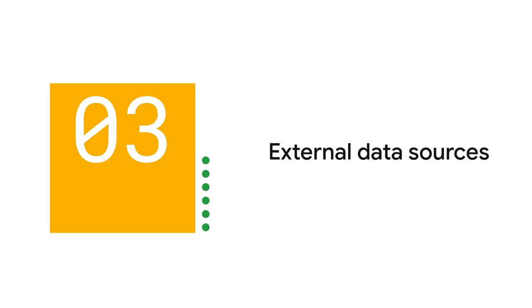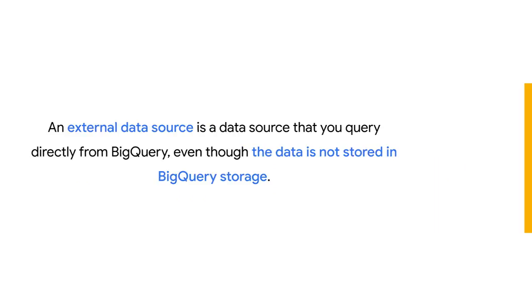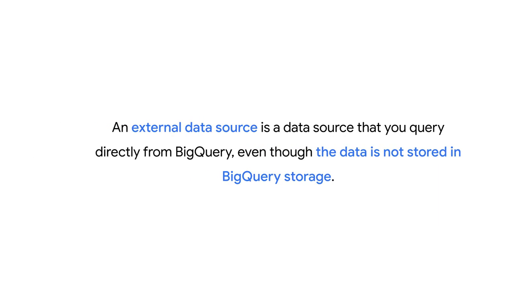In this lesson, we will briefly talk about external data sources. An external data source is a data source that you can query directly from BigQuery, even though the data is not stored in BigQuery storage. For example, you might have data in a different Google Cloud database, in files in cloud storage, or in a different cloud product altogether that you would like to analyze in BigQuery, but that you aren't prepared to migrate.